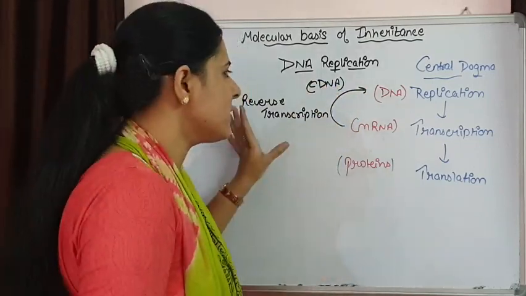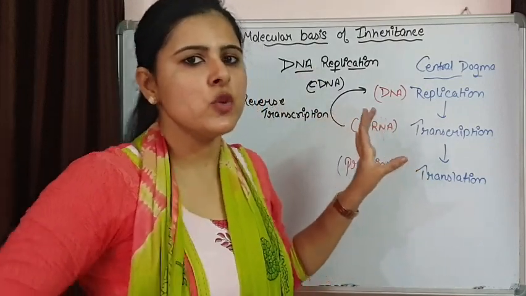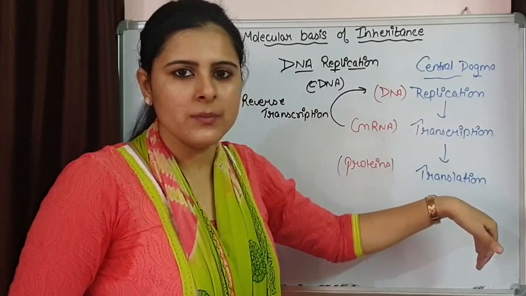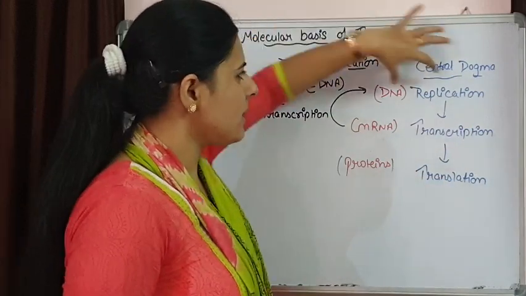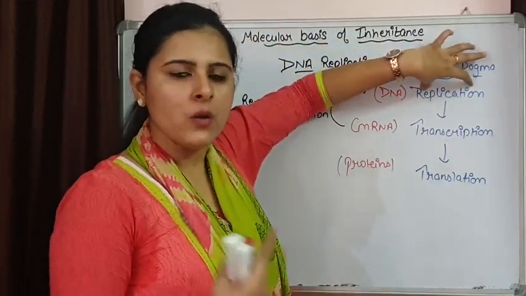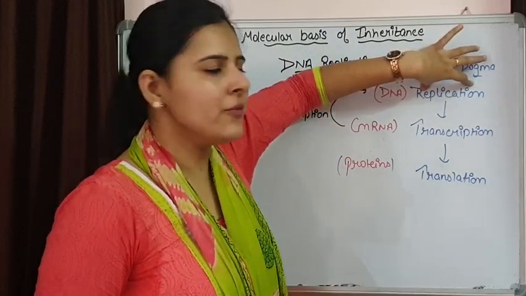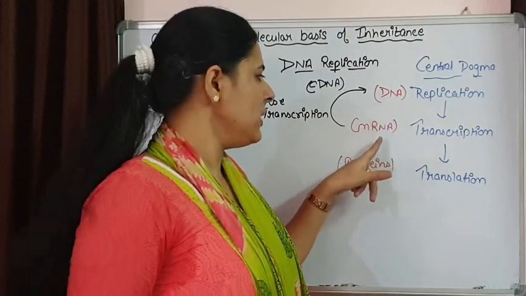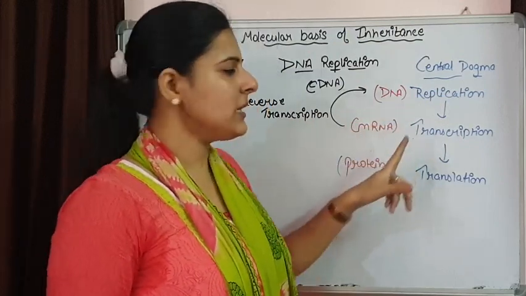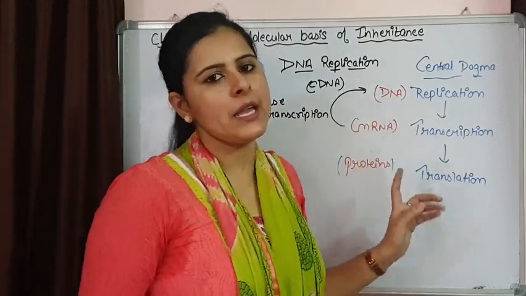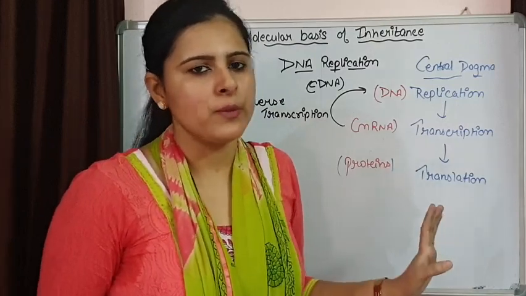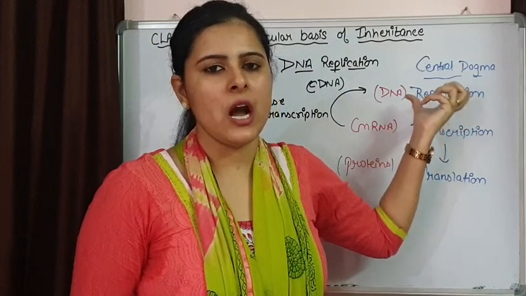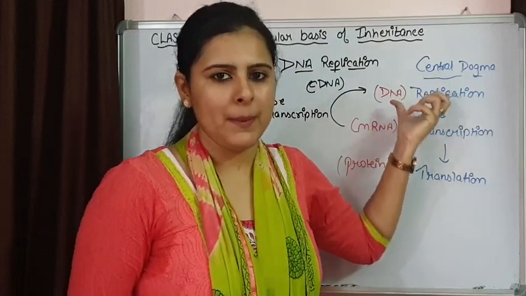This is how the central dogma is working. We will study this central dogma in this manner. First, we will talk about DNA replication, how DNA is going to replicate itself. Then we will talk about how the replicated DNA will form mRNA, and then we will see how proteins will be formed from this mRNA. So I am taking the first topic, that is replication, how DNA is going to replicate.